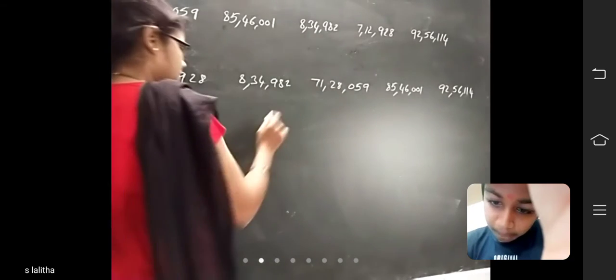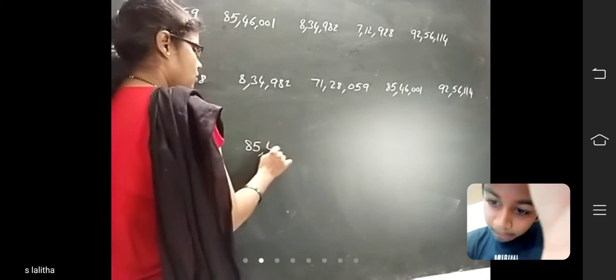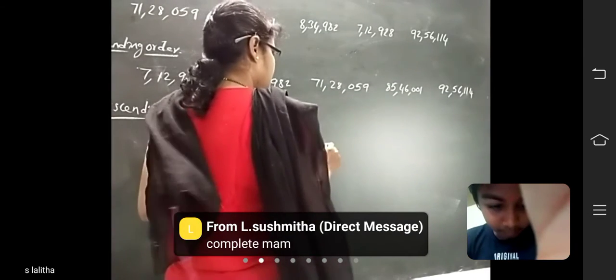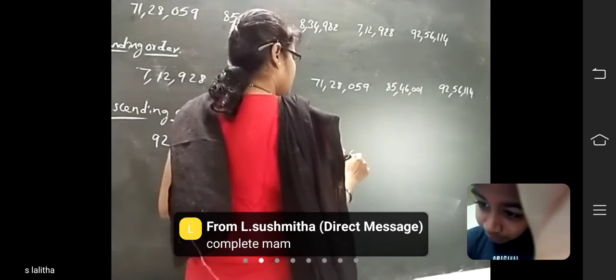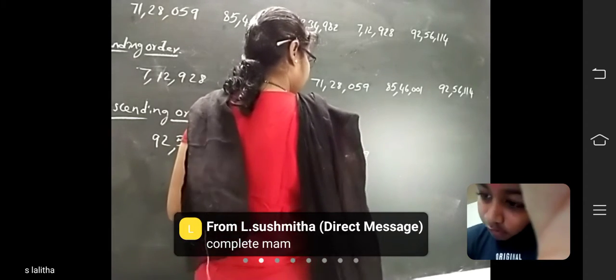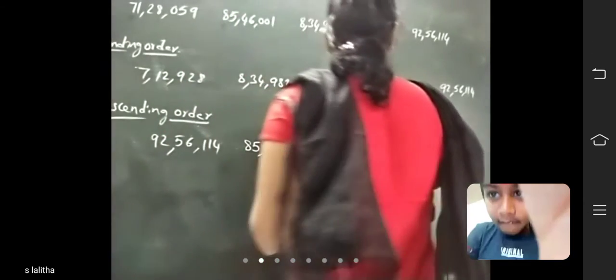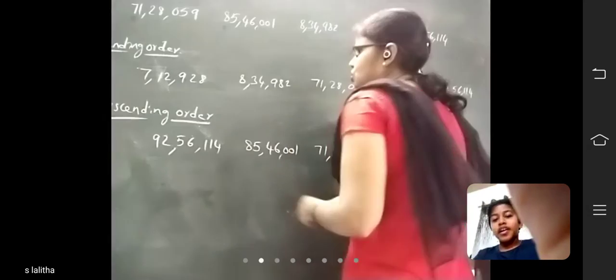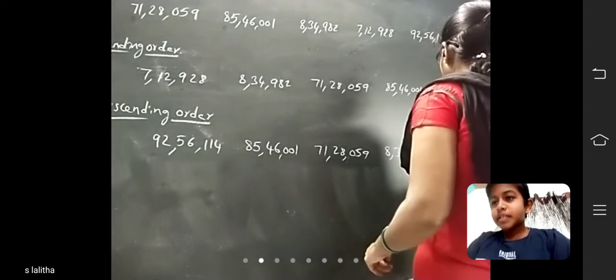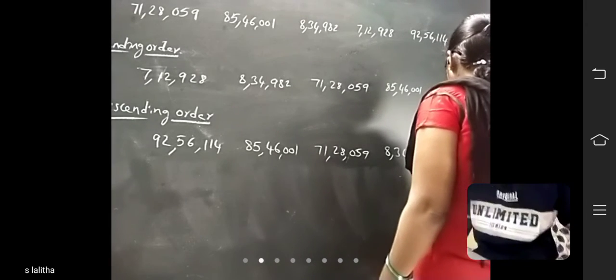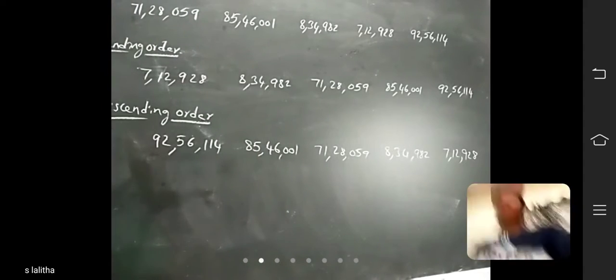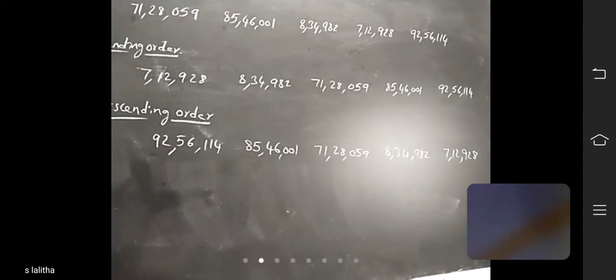56,114. And next number 85 lakhs 46,001. Next number 71 lakhs 28,059. Next 8 lakhs 34,982. Next one 7 lakhs 12,928. Okay, ma'am? Is your answer correct, children? Check your answers.